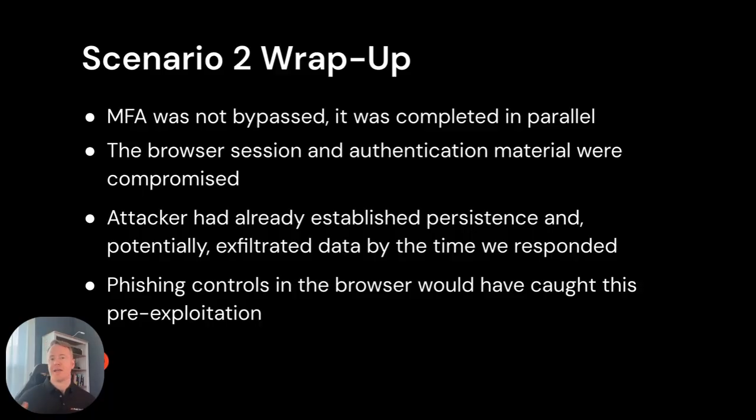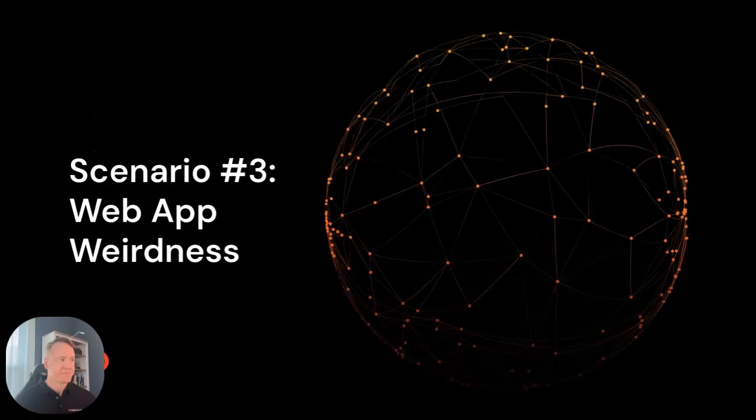So wrapping up here, in this case, MFA was not bypassed, it was not attacked, it was completed by Bob in parallel. Browser session, authentication material, that is where the compromise occurred. And the attacker moved very quickly, established persistence in the form of that OAuth app, had set up that email forwarding rule as a means of data exfiltration, right? So as we talked about at the top of the hour here, the attack chain is dramatically compressed. We're more or less playing cleanup here. And if we had those phishing controls and those mitigating controls in the browser, we might have stopped this attack before it even got started.